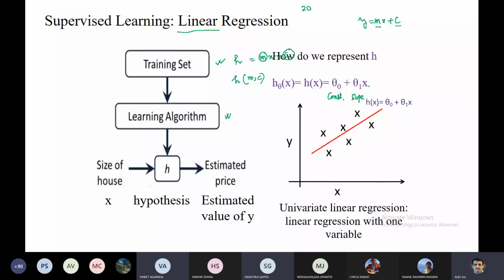Okay. Now you can see that in these data samples, h(x) has only one variable, x, so this is called univariate. So this is univariate linear regression. We use this as our hypothesis, which is very simple, and it is only a function of x. So linear regression with one variable is called univariate.